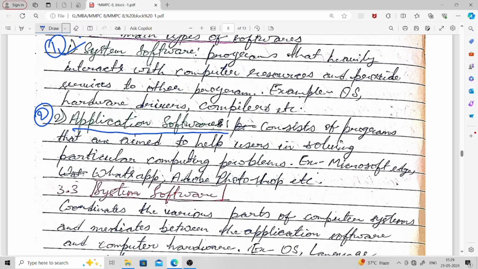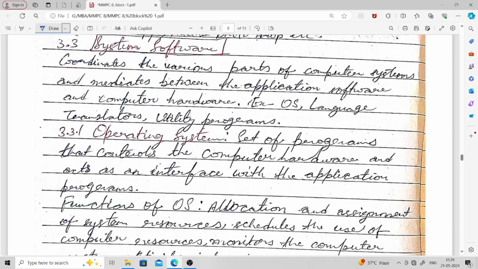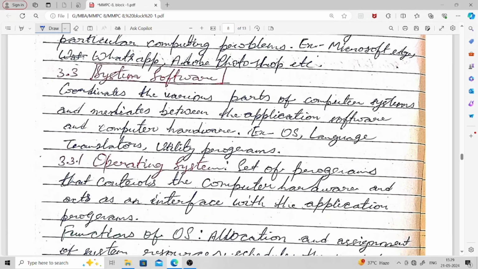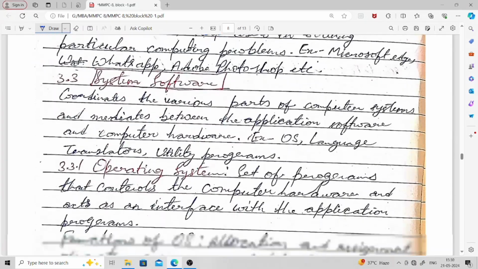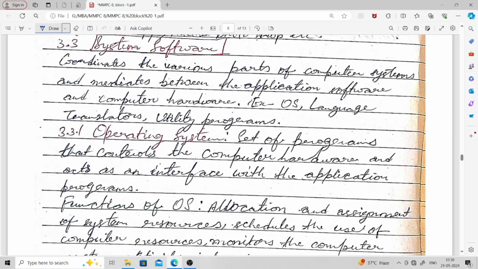Now we move on to system software in detail. Two kinds of software: system software and application software. So now, system software, what is this? System software coordinates the various parts of computer systems and mediates between the application software and computer hardware. It means system software is a link between the computer hardware and the application software. For example, operating system, language translators, utility programs. So these are system software.